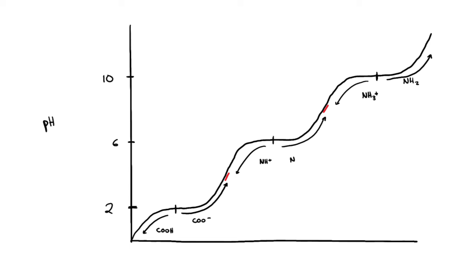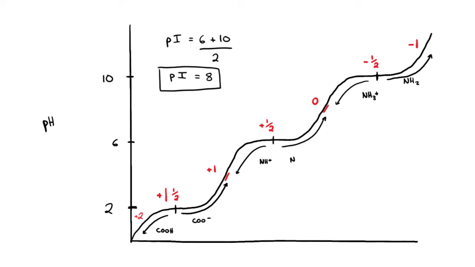We've got our distribution of charges here with our point of zero charge right here. And calculating our PI, we have 6.0 plus 9.6 divided by 2 equals 7.6.